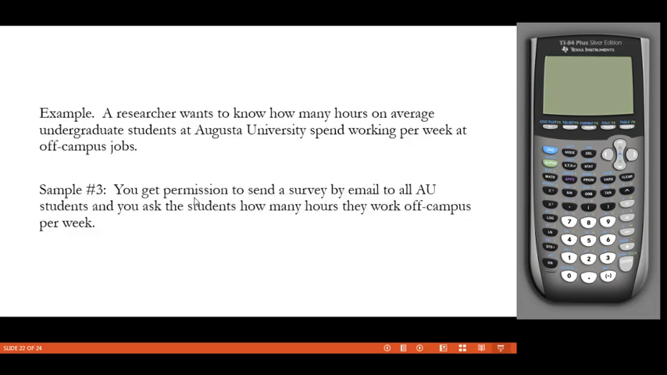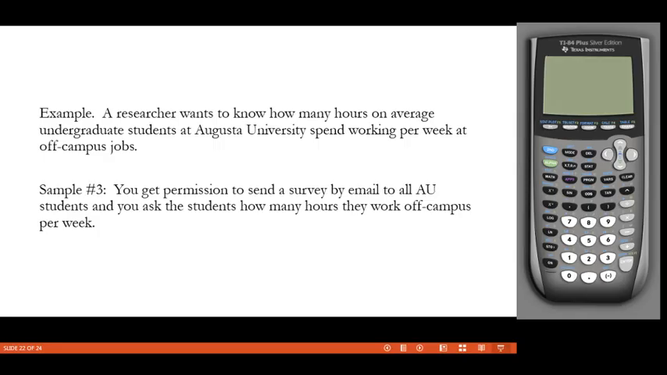Let's look at one more, and this one might be a little more subtle. So suppose you are somehow able to get permission from IT and you actually send out a survey to every single Augusta University student, which is something you could certainly do. And you just send them a survey link or just a brief question, and you'd like to ask the students how many hours they're working off campus per week. And this seems like a pretty good sample because you're actually reaching the entire AU population. So at least at its face, this looks like it might be a pretty good sampling technique.